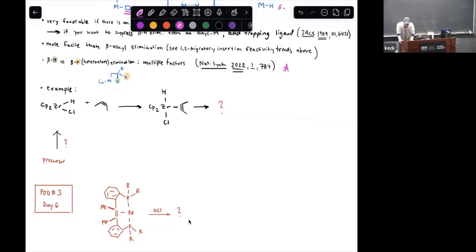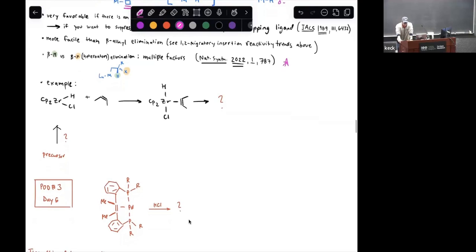Somewhat specialized case, but you may encounter something like this in the context of your research. For example, if you're doing a Heck reaction on some kind of nucleoside precursor, it's not uncommon that you have situations where you have competing beta H versus beta acetate elimination pathways that are accessible.